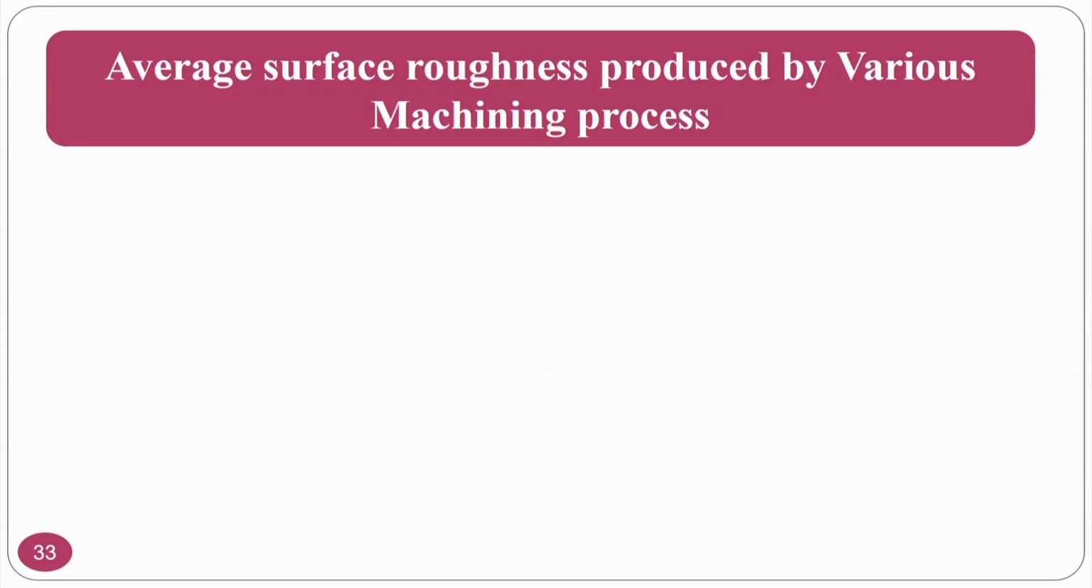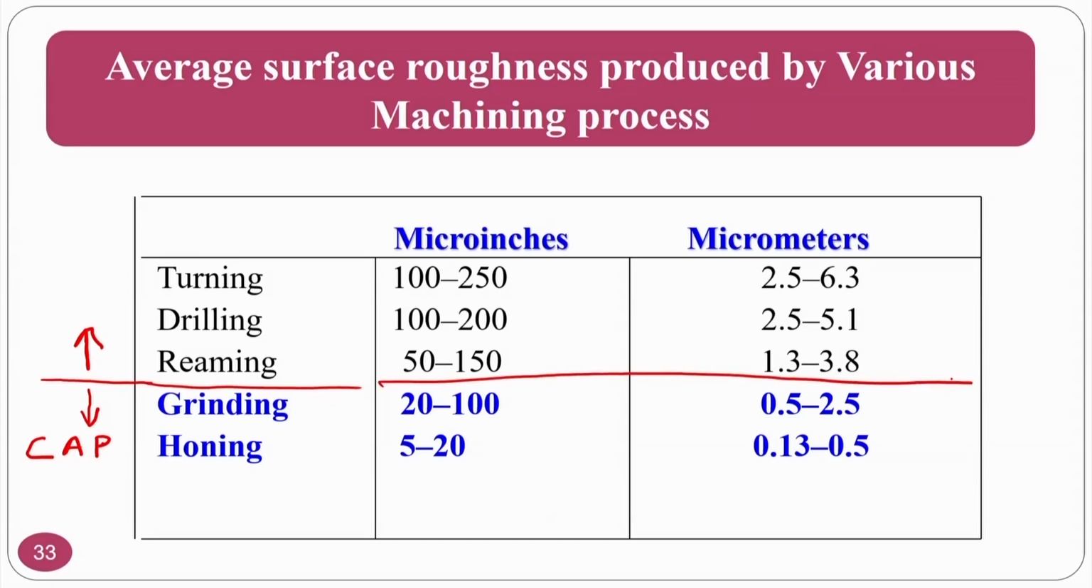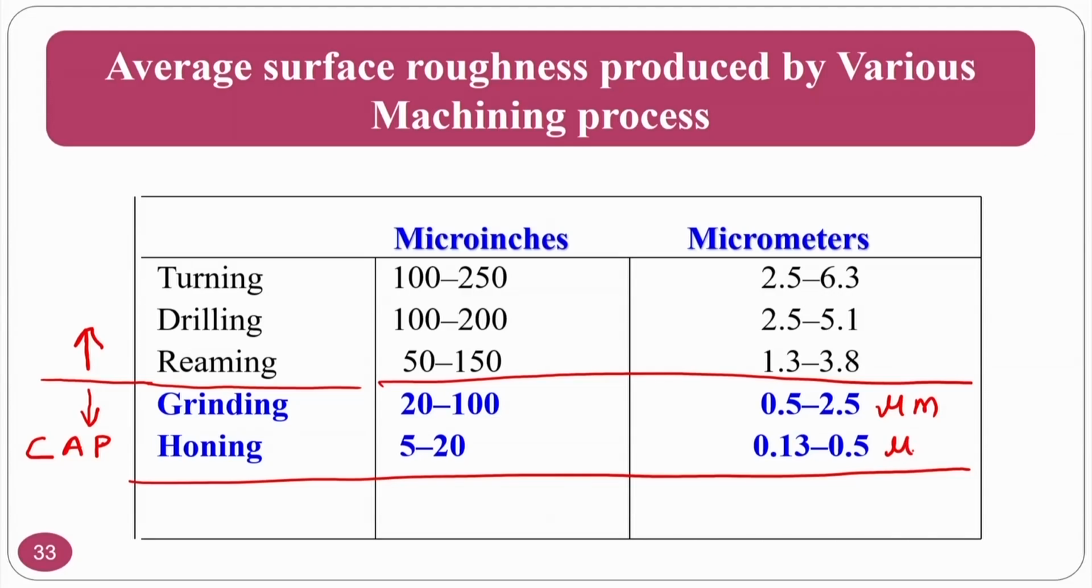So, the average surface roughness produced by various machining processes, if you see here, these all come under the normal machining processes, and these, like grinding and honing processes, come under conventional abrasive processes. Okay. So, since we are talking about conventional abrasive processes, we will just see the surface roughness values. Normally it will be 0.5 to 2.5 micrometers. In grinding and honing, normally it will be slightly lesser also. So, it will be 0.13 to 0.5 micrometers.